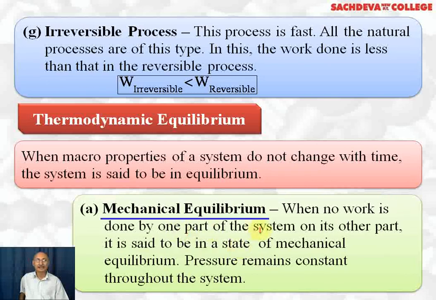Next, we are taking mechanical equilibrium. When no work is done by one part of the system on the other part, it is said to be in state of mechanical equilibrium. Now, equilibrium is the stage of stability. So, mechanical equilibrium also leads to stability. Pressure remains constant throughout the system in mechanical equilibrium.